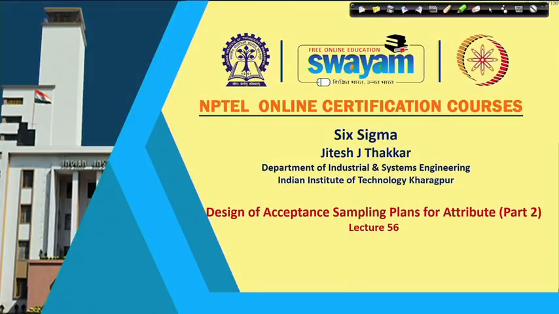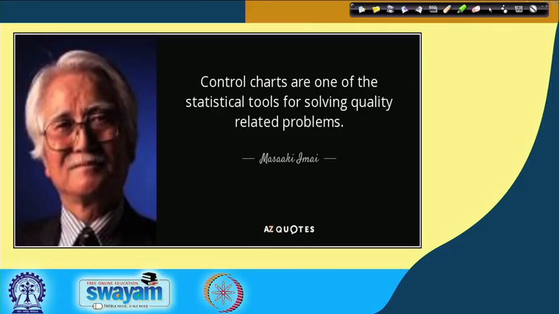Hello friends, once again I welcome you to our ongoing journey in Six Sigma, and we are discussing the control phase of the DMAIC cycle. As a part of that, we are talking about acceptance sampling plans, and now we will go deeper into the design of acceptance sampling plans for attributes, part 2, as a part of lecture 56.